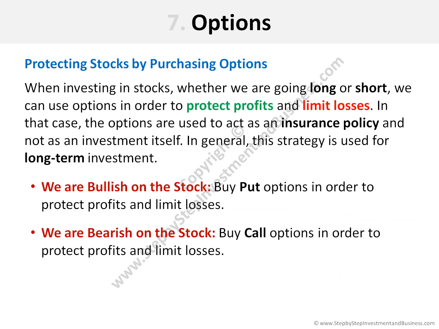Now, let's see how we can protect stocks by purchasing options. When investing in stocks, whether we are going long or short, we can use options in order to protect profits and limit losses. In that case, the options are used to act as an insurance policy and not as an investment itself. In general, this strategy is used for long-term investment. If we are bullish on the stock, in order to protect profits and limit losses, we buy put options. In contrast, if we are bearish on the stock, in order to protect profits and limit losses, we buy call options.